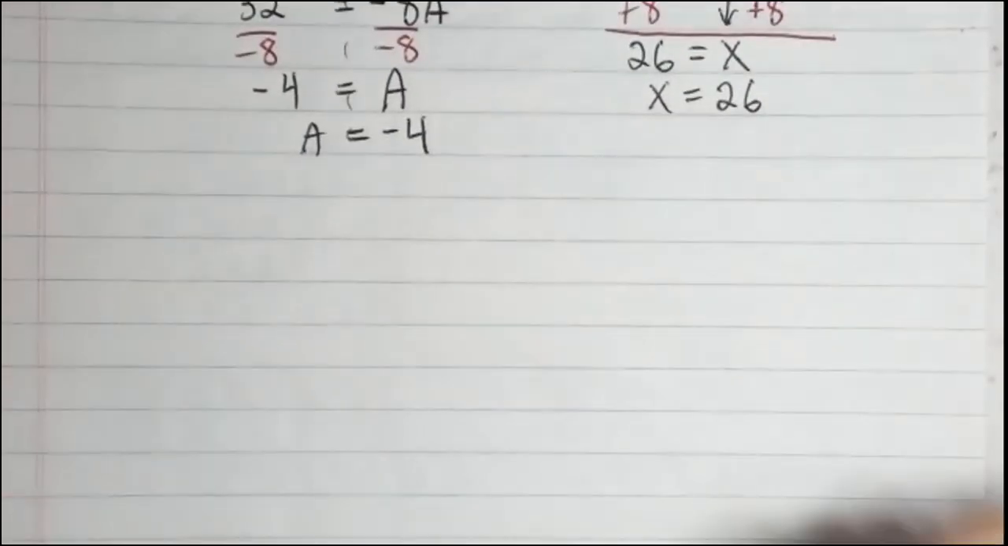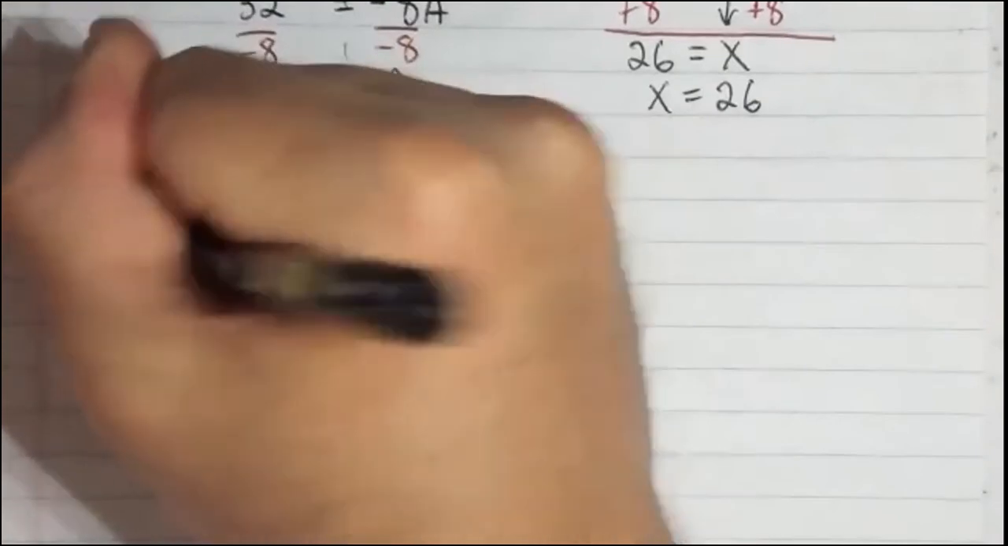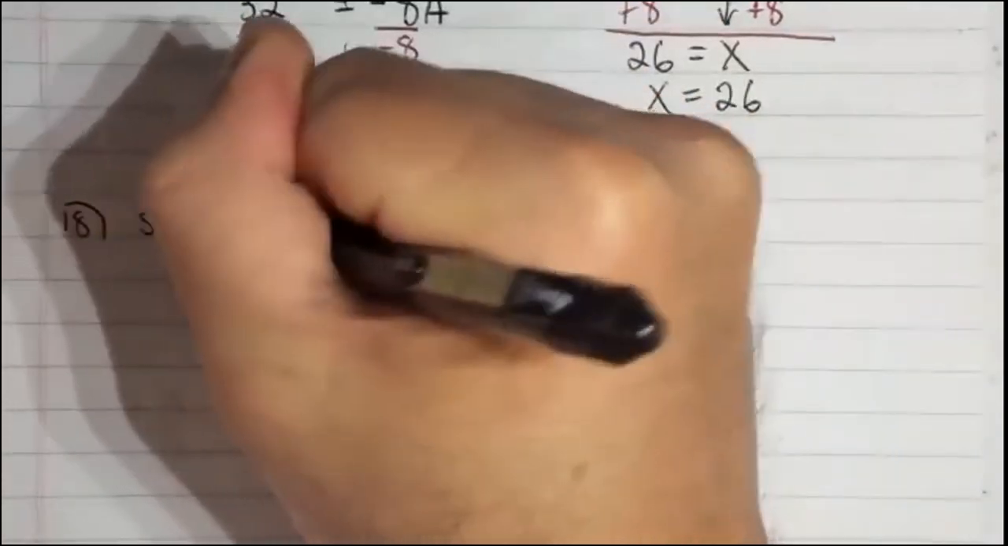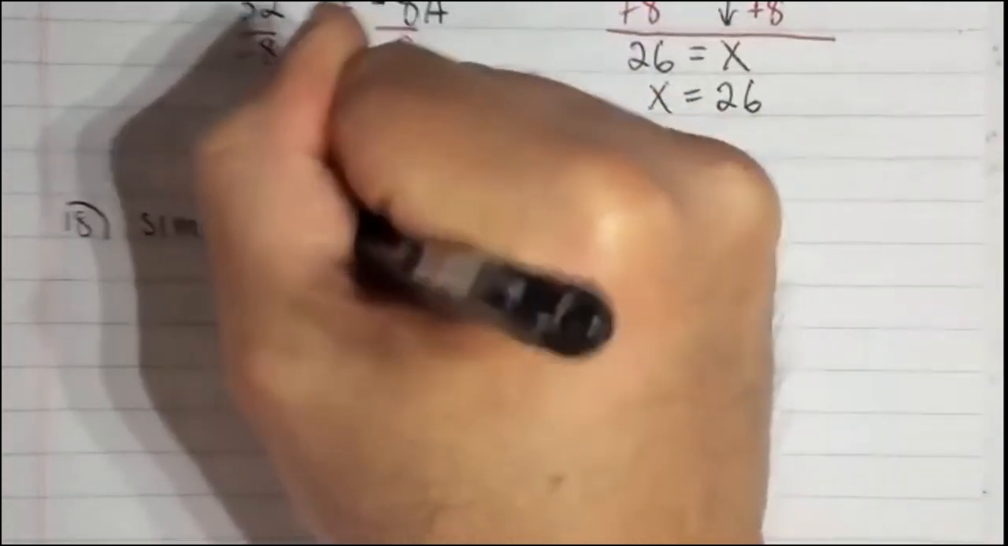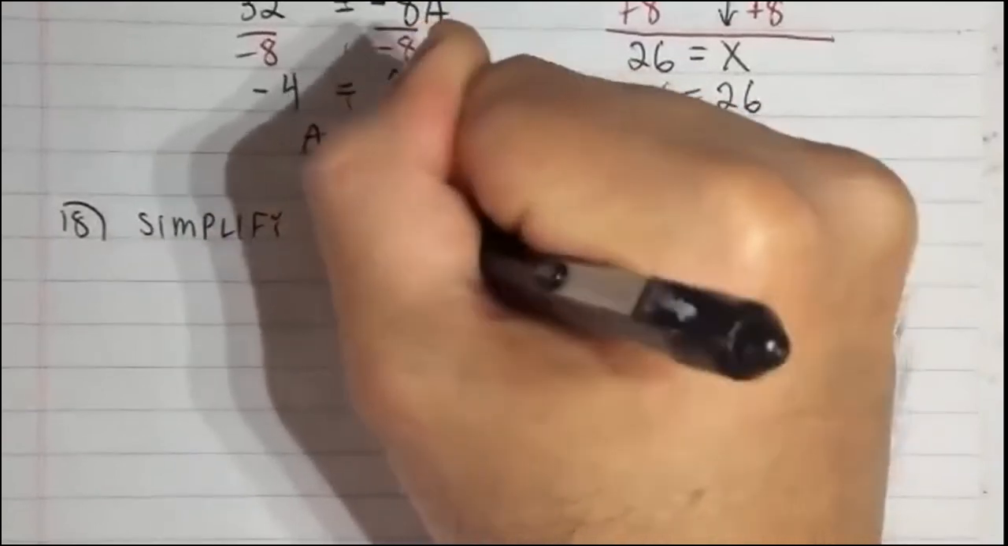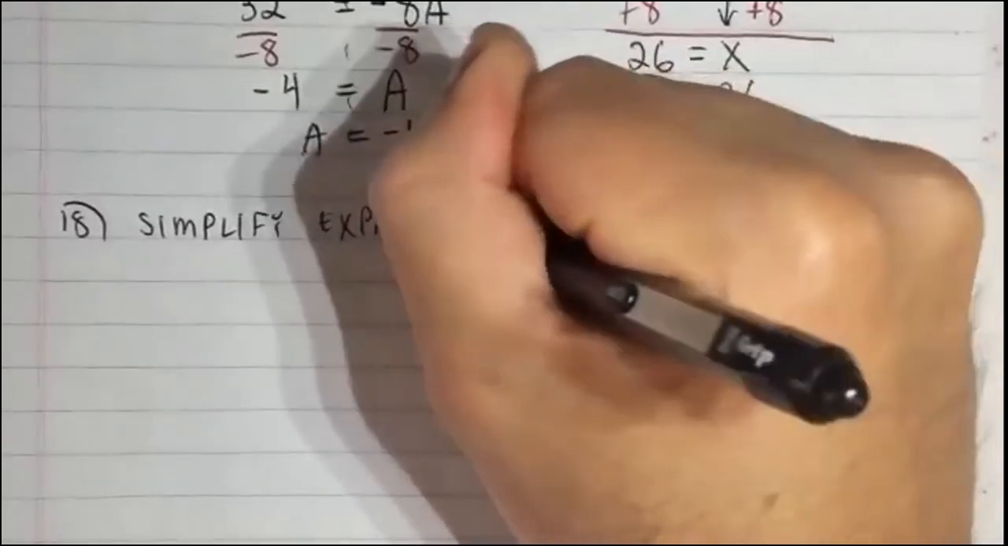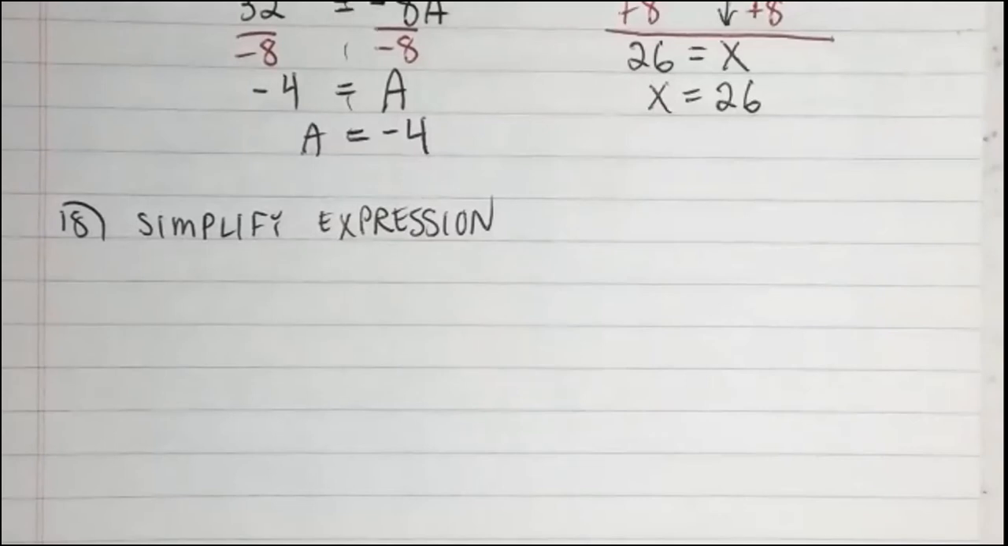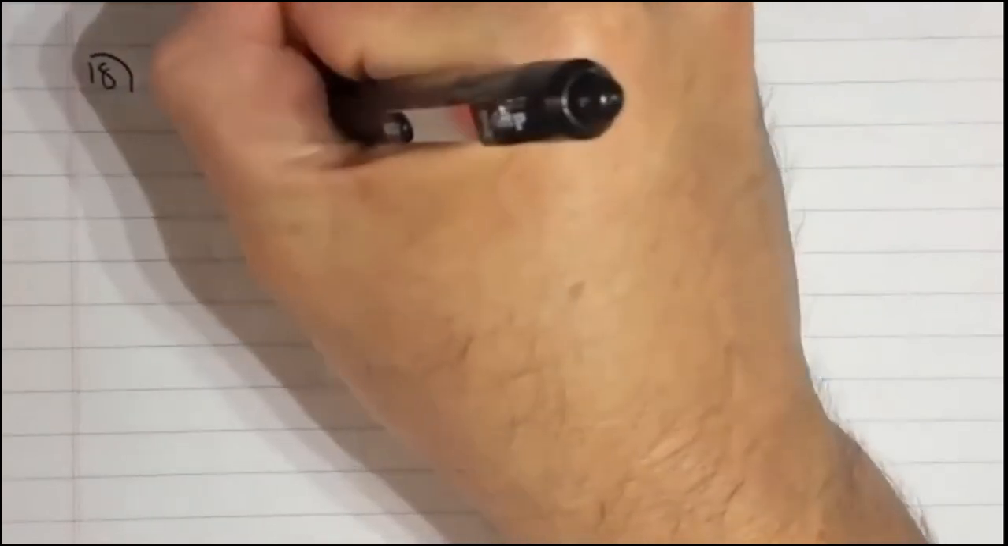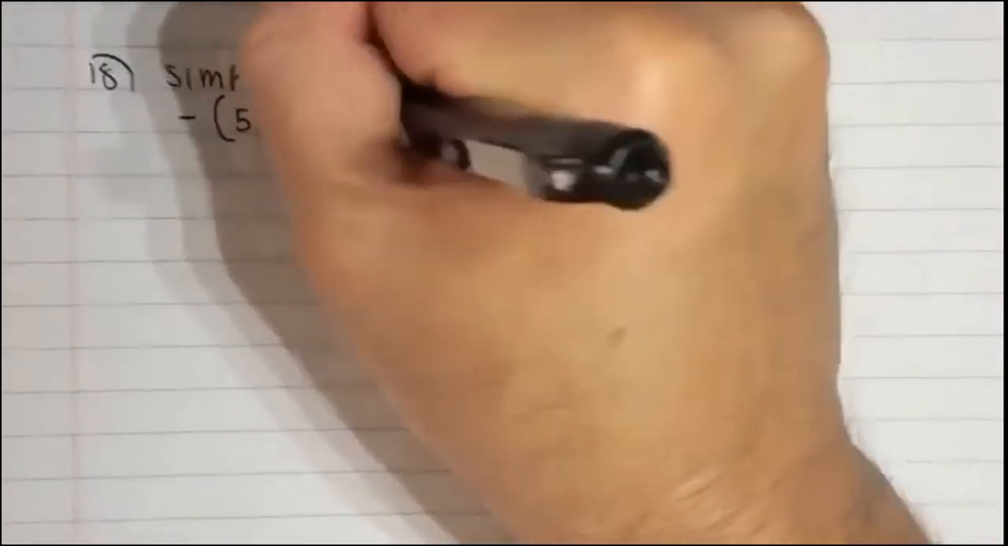And our last example, I'm not really sure why, but they'll throw in "simplify the expression." And remember, when you see expression, we know that we don't have an equal sign. So we're not actually solving for x, we're just simplifying this problem.